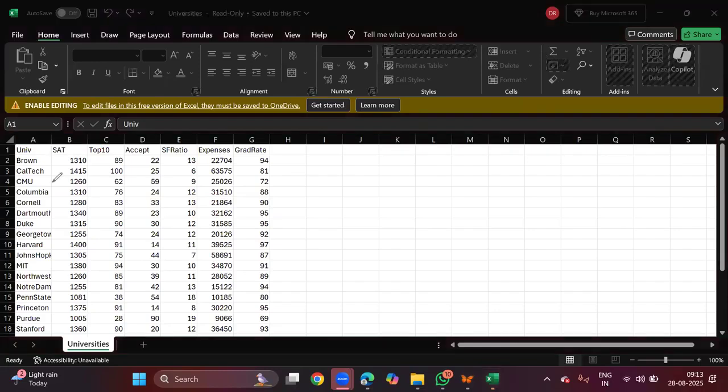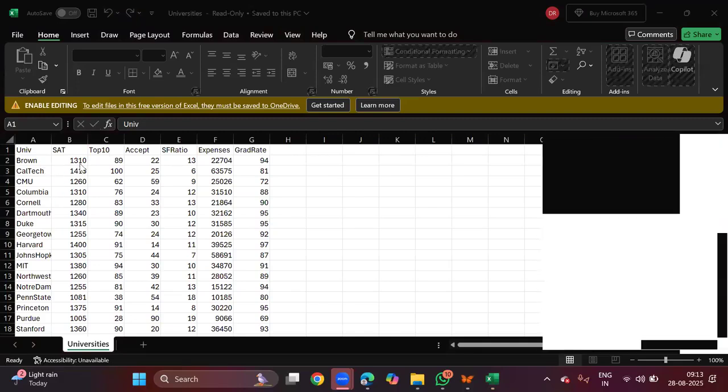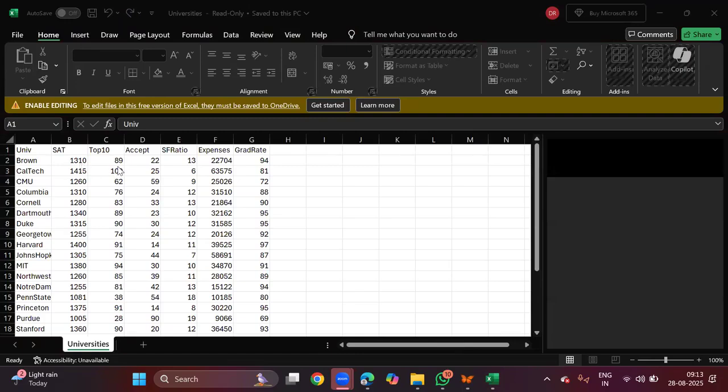See, one categorical is there, universities, and it has multiple category types of universities. SAT score cannot be continuous, top 10 cannot be continuous, expenses can be continuous, graduation rate can be continuous, student to faculty ratio can be count data only, no? 13 students are there, one teacher can be there. Agree? Understanding?